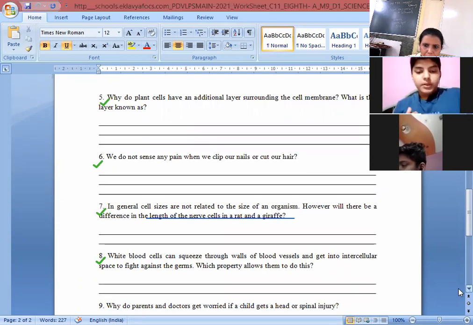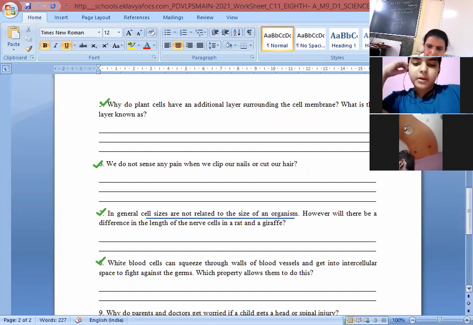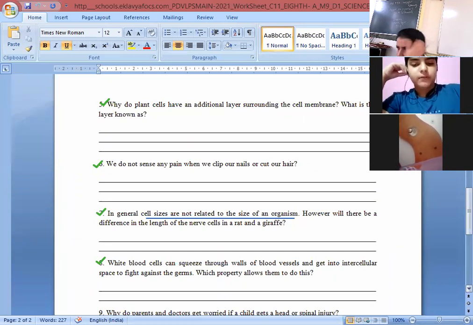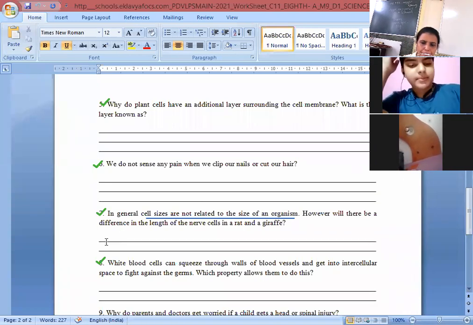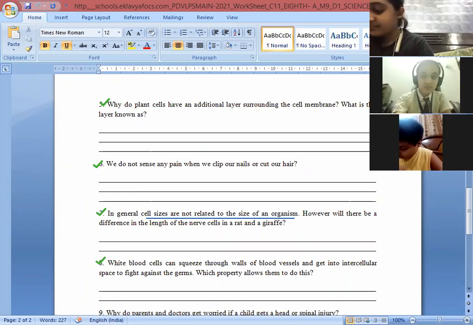Why do parents and doctors get worried if a child gets a head or spinal injury? Yes, beta. Can I tell? White blood cells, like amoeba, can change their shape. This property allows them to squeeze through the walls of blood vessels and get into intercellular spaces to fight against germs. Yes, good. Next is, why are doctors and parents worried if the child gets a spinal or head injury?